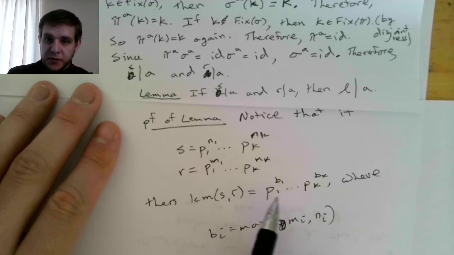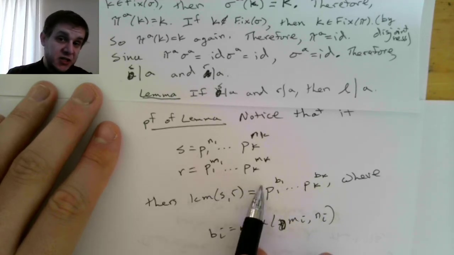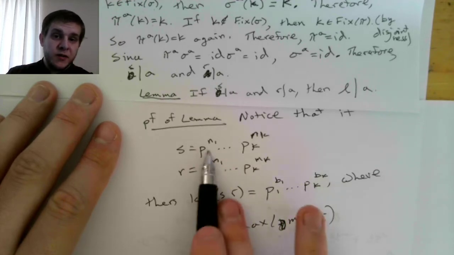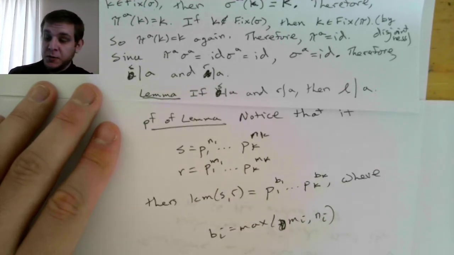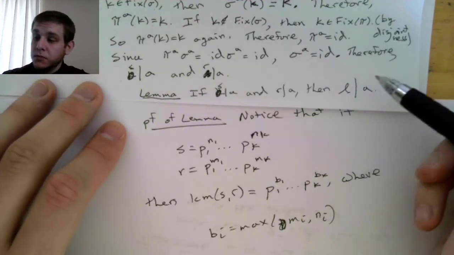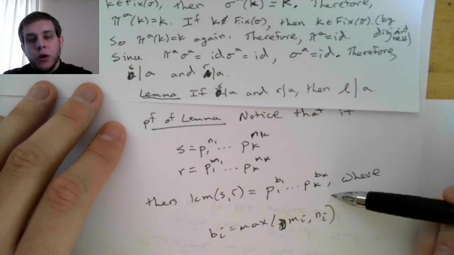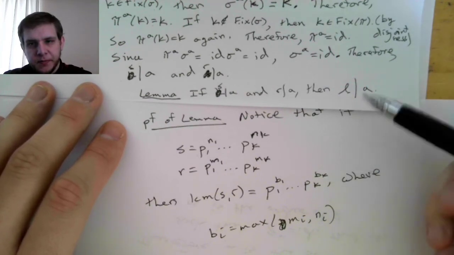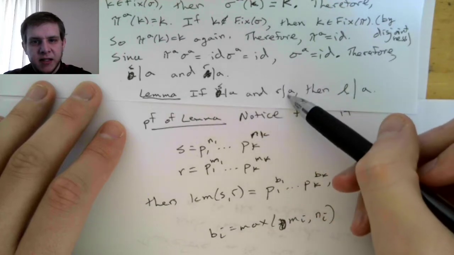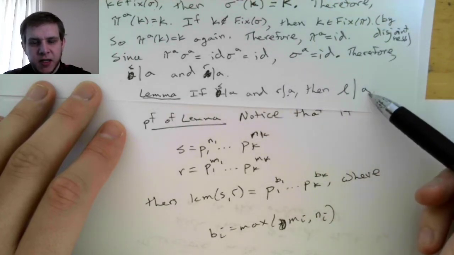And so on and so forth. That's the smallest one as well, because if I try to lower the Bi's anymore, then one of these would fail to divide into it, whichever one was larger. Okay, so I have this least common multiple. And now what's the claim? The claim is that if S divides A and R divides A, then L also divides A.